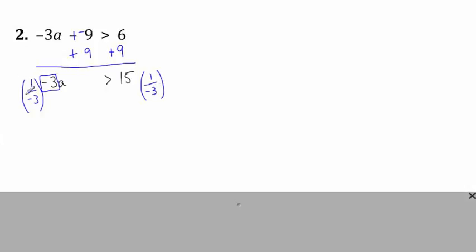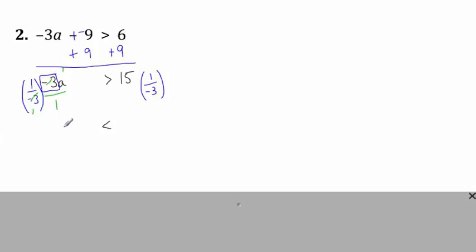Now, I am multiplying both expressions by a negative number because 1 over negative 3 is negative. So, I now need to flip the sign. I'm going to do that right now so that I don't forget. The greater than sign becomes a less than sign. And then I simplify each expression after doing this multiplication here.